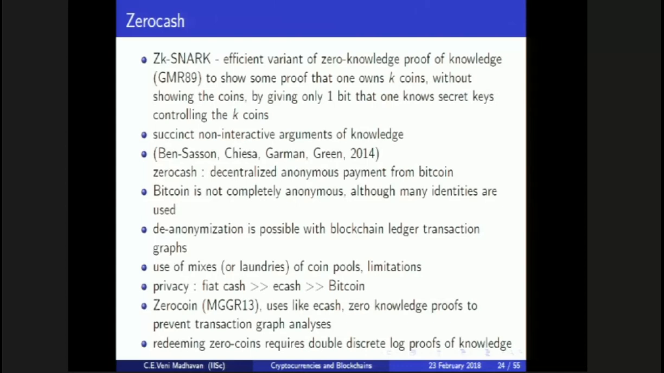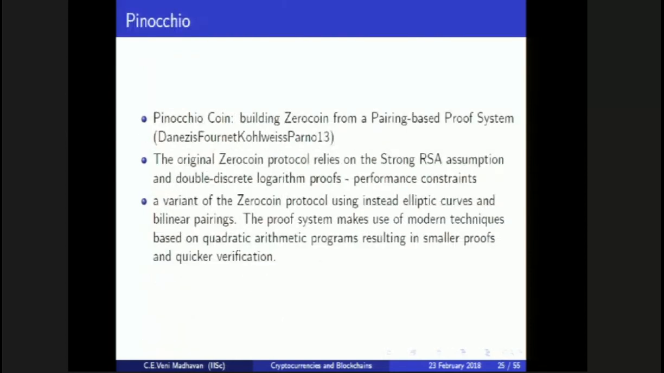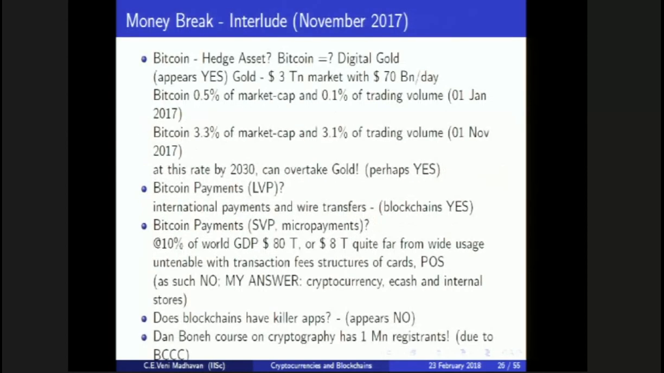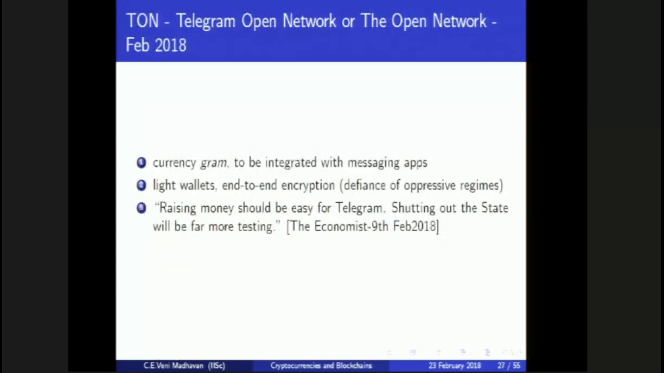Now, a new cash system has come already. So like the startup world, everybody jumps into some new startup. So these are all some new coins, Pinocchio. So I was telling you, Zero Coin, there's a new system which is coming up, the open network, and they call the coin the gram, a telegram, gram. Raising money should be easy for Telegram. Shutting out the state will be far more testing.